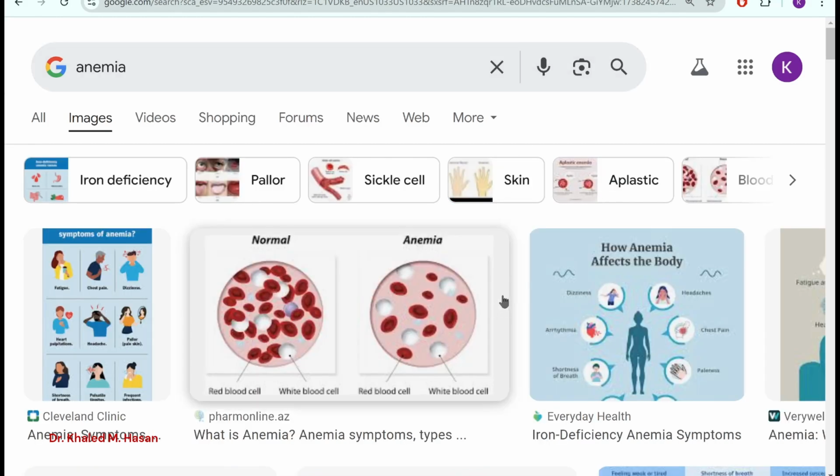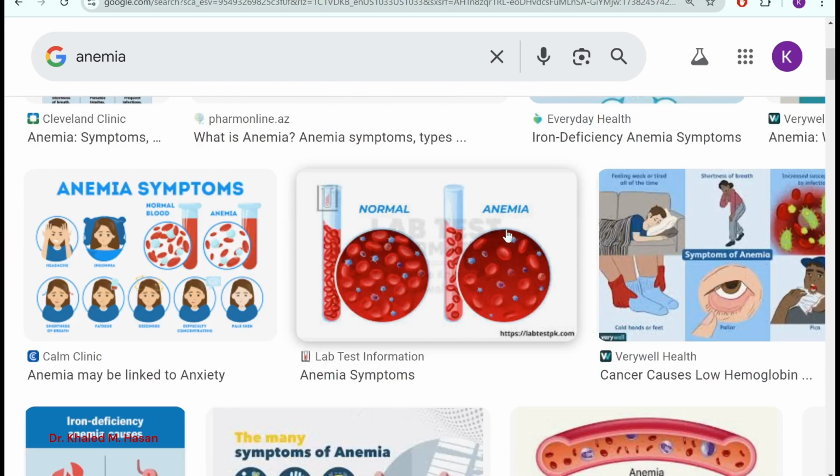Again, next slide show us the anemia. You can see here decreased number of red blood cells. If you look on the red blood cells here in this image, the same situation here. You can see the decreased number of red blood cells here.